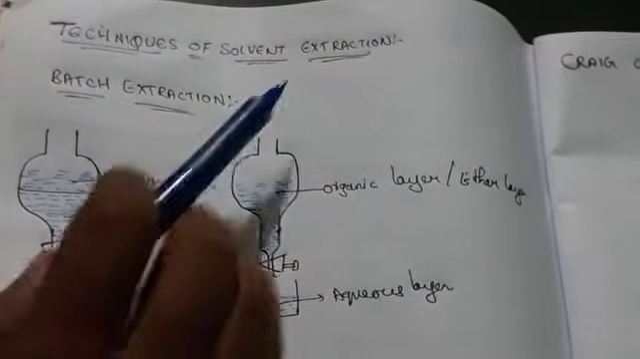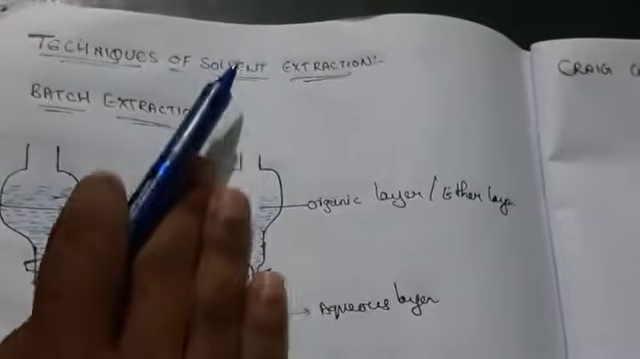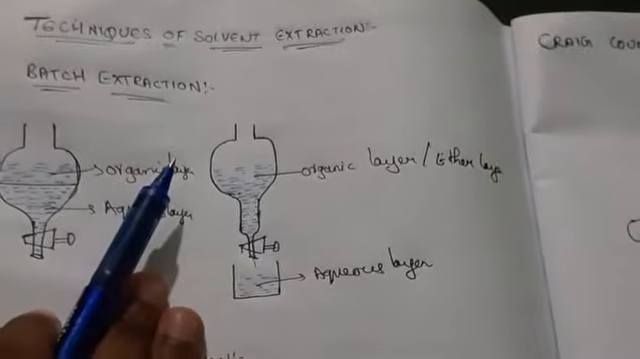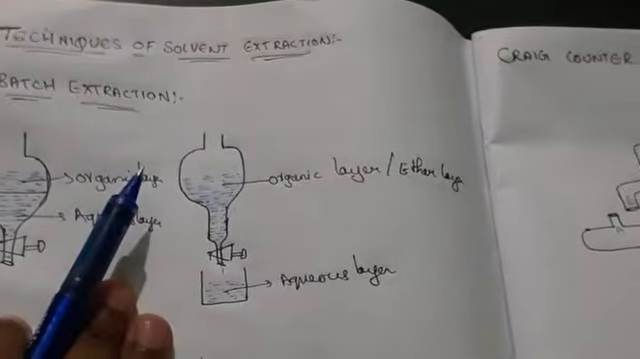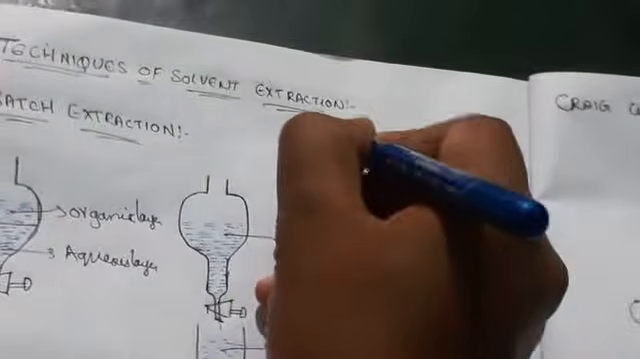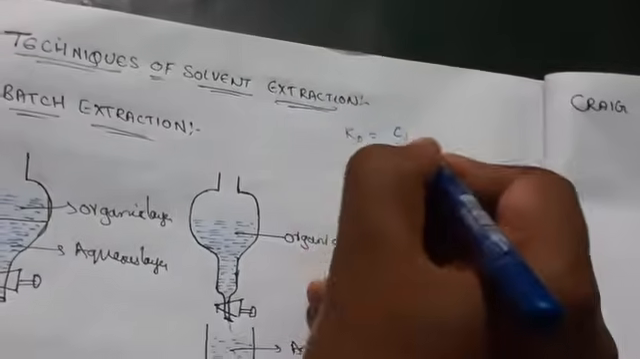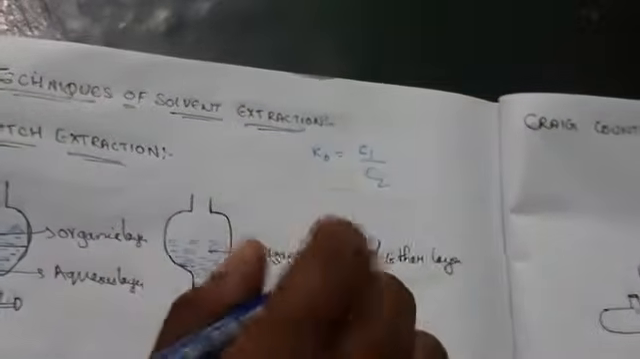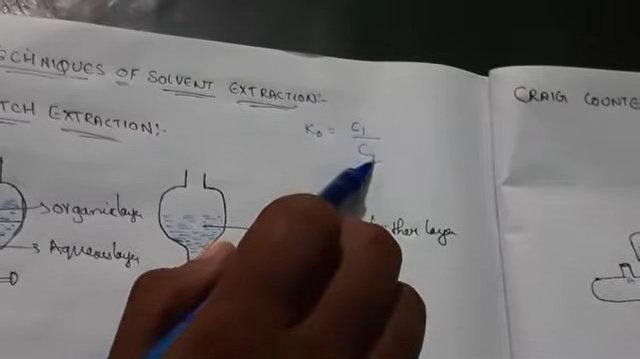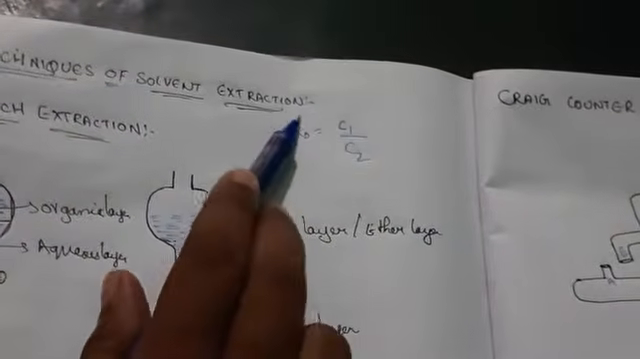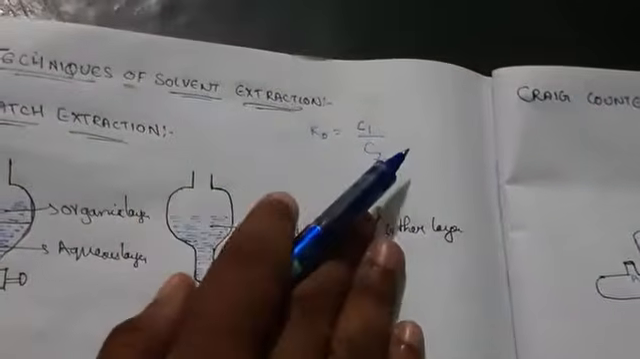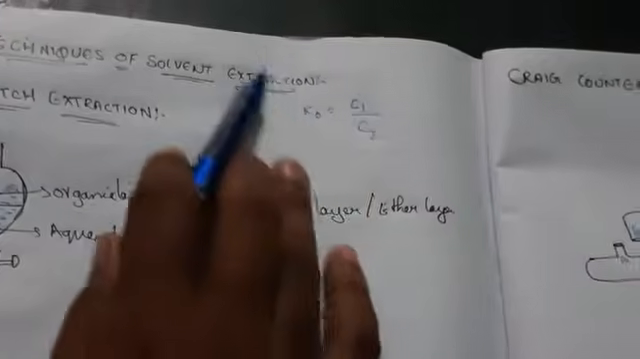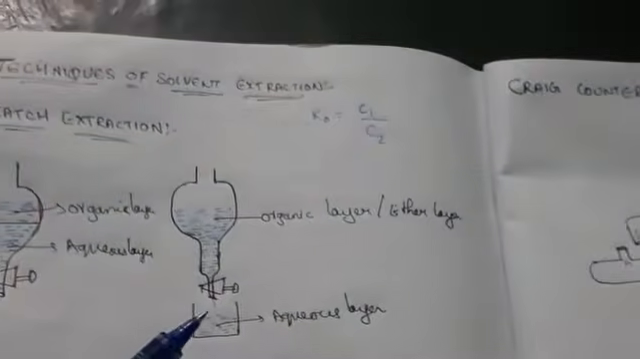I have told you in the previous class that the principle depends upon the distribution constant or distribution law. So what is distribution law? The ratio of the concentrations in two phases is constant at constant temperature, when in equilibrium. That we call distribution law. So solvent extraction depends upon this distribution law.